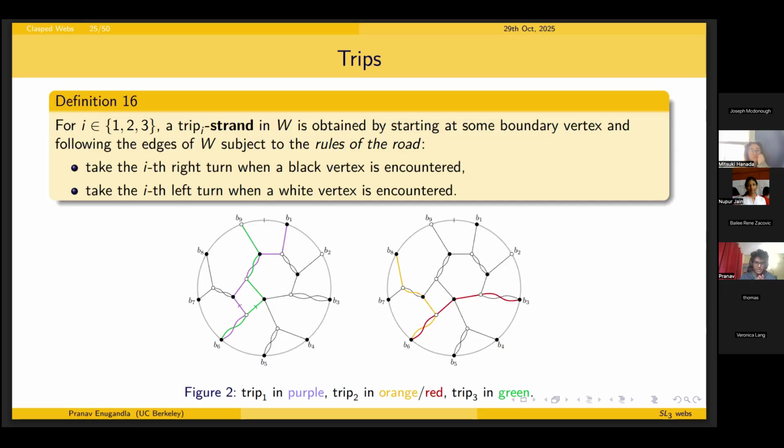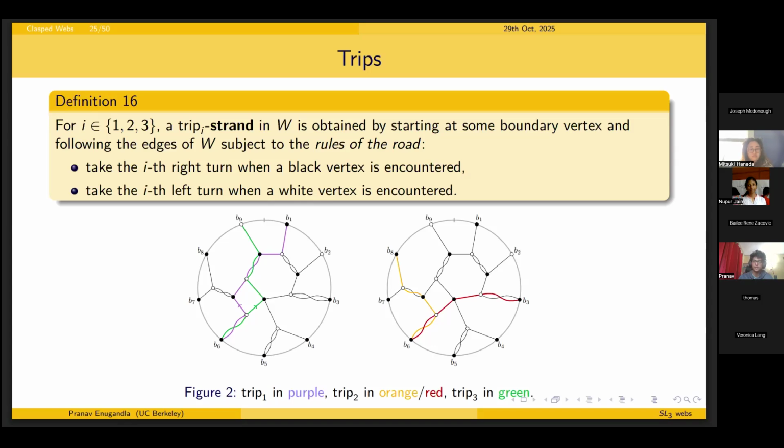So you start at B6 here, and you end at B1. You could also do trip 3, which does the opposite. So at a white vertex, you go right, and at a black vertex, you go left. So if I do a trip 3 starting here, I go this way, and then I end at B9. So that's the green strand over here.